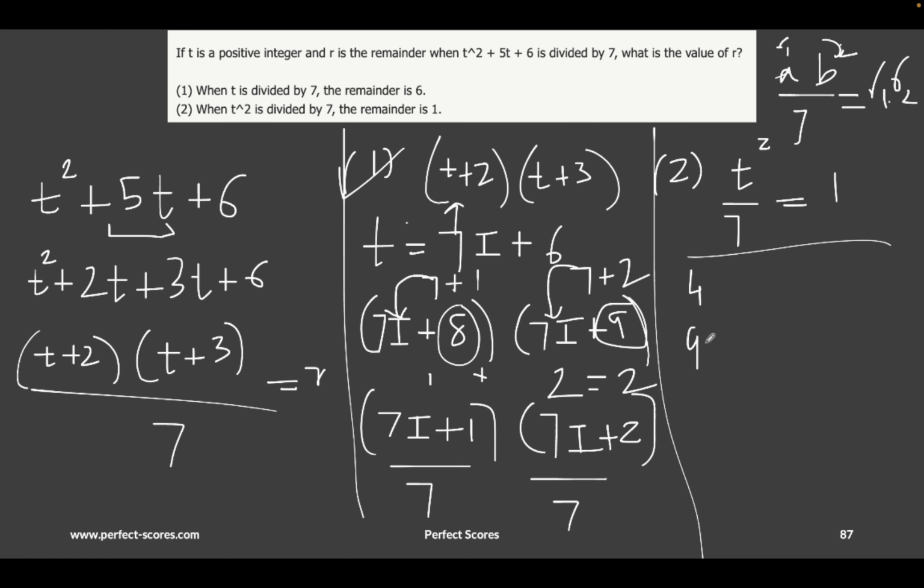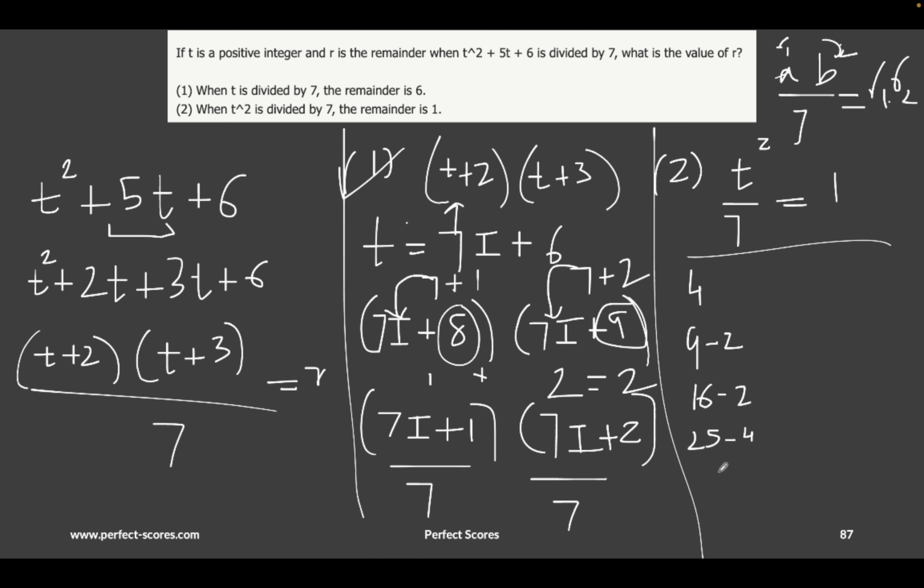3 squared is 9, so when you divide this by 7, you get a remainder of 2. 4 squared is 16. When you divide this by 7, you get a remainder of 2. 5 squared is 25, so when you divide this by 7, you get a remainder of 4. 6 squared is 36. When you divide this by 7, you get a remainder of 1, which means a possible value for t is 6. 7 squared is 49, so when you divide that by 7, you get a remainder of 0. 8 squared is 64. When you divide that by 7, you get a remainder of 1, because 7 times 9 is 63. So that means another possible value for t is 8.